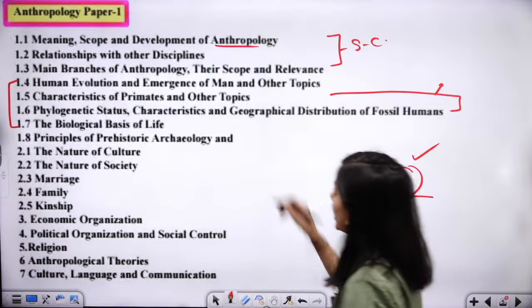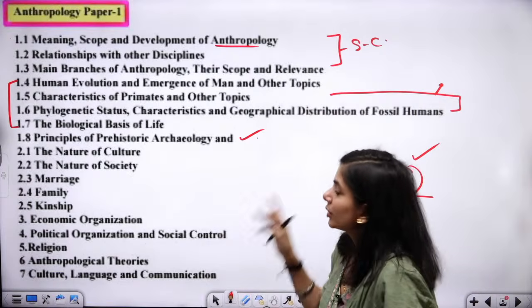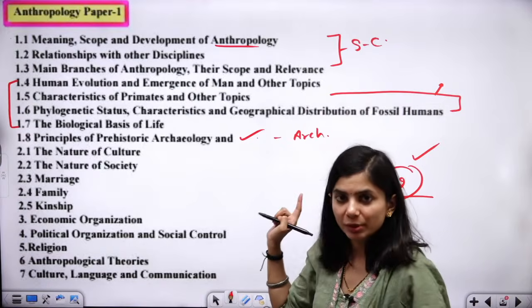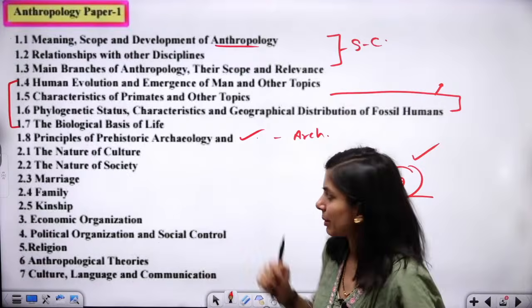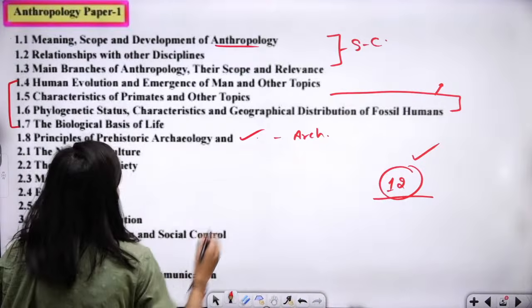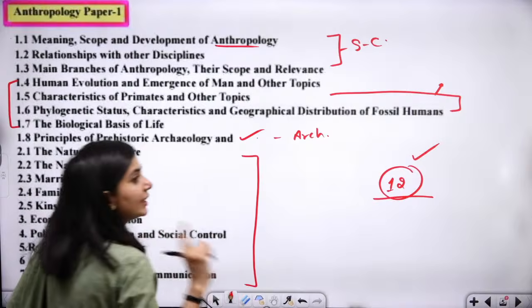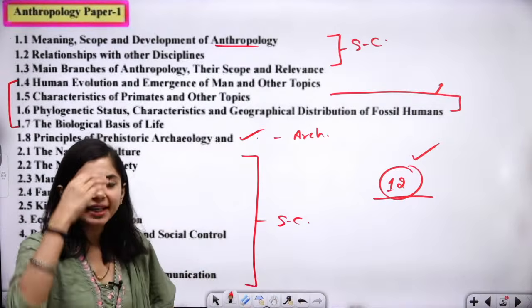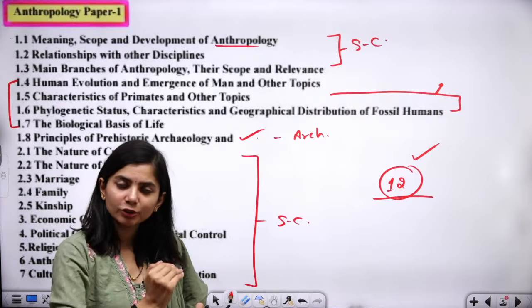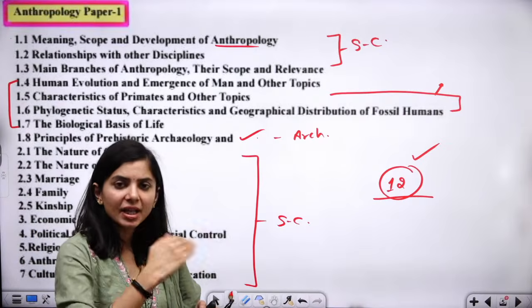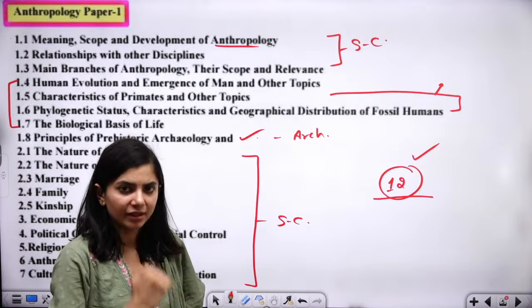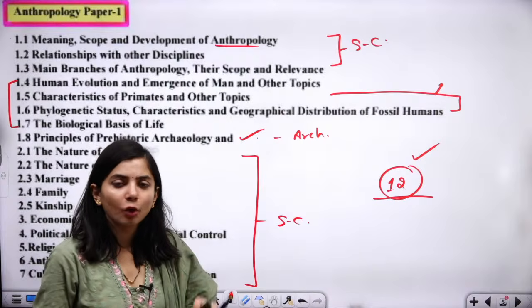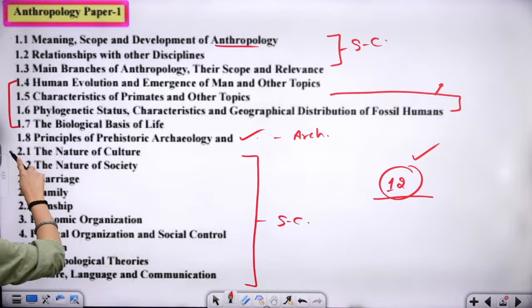Now in unit 1.8, we are going to study archaeology. As I told you, there is one single unit from paper 1 and all other units from paper 2. From unit 2.1 till unit 8, that is again sociocultural anthropology. So you can write down for sociocultural anthropology: units 1.1 to 1.3, and then unit 2 to unit 8. These are all sociocultural anthropology. Now try to understand the topics that have been asked here. First, the nature of culture.